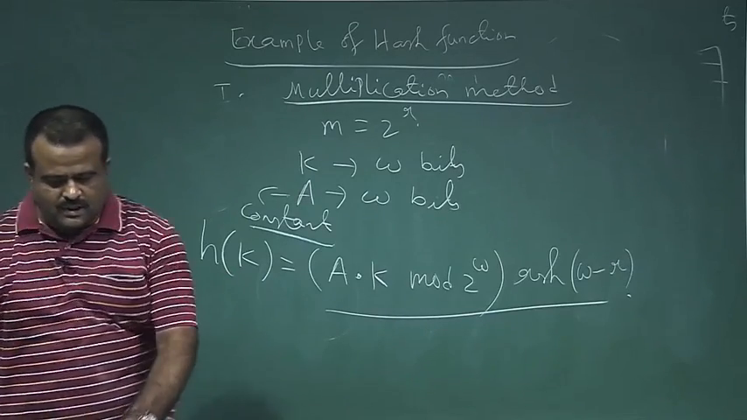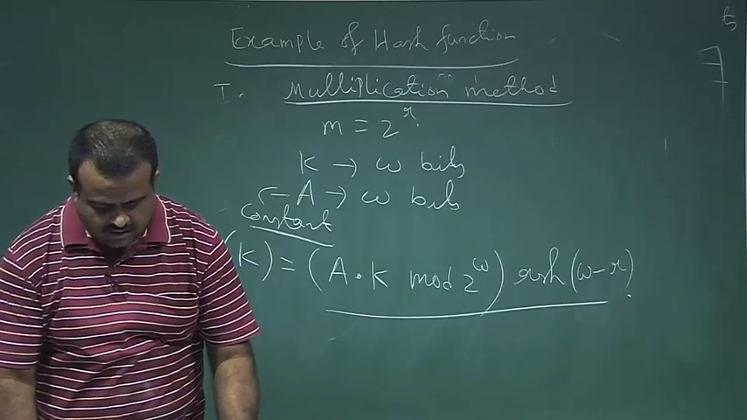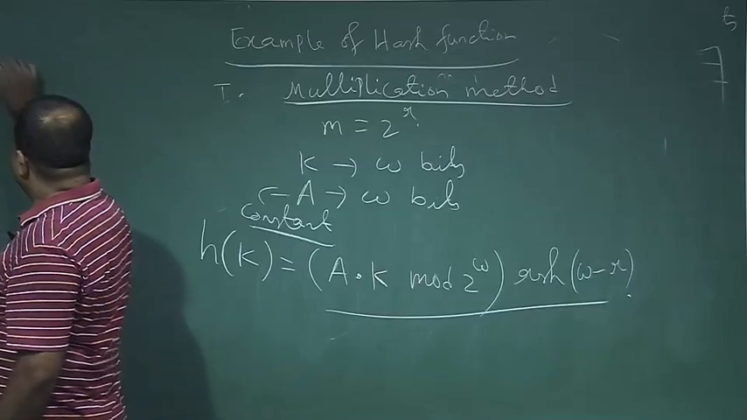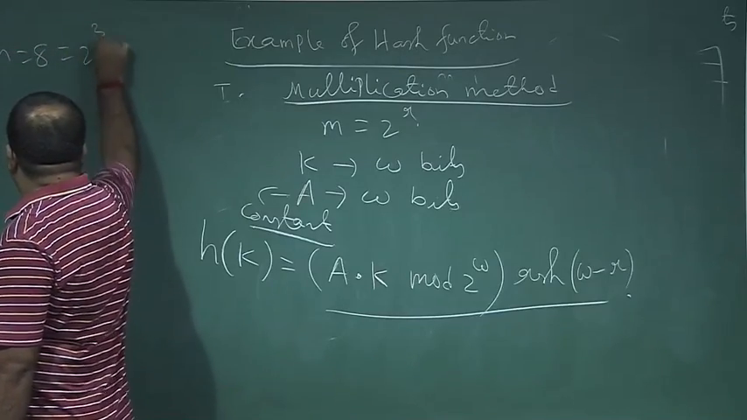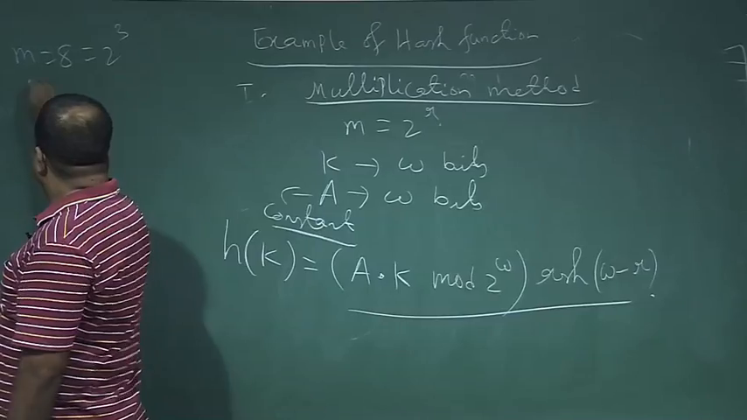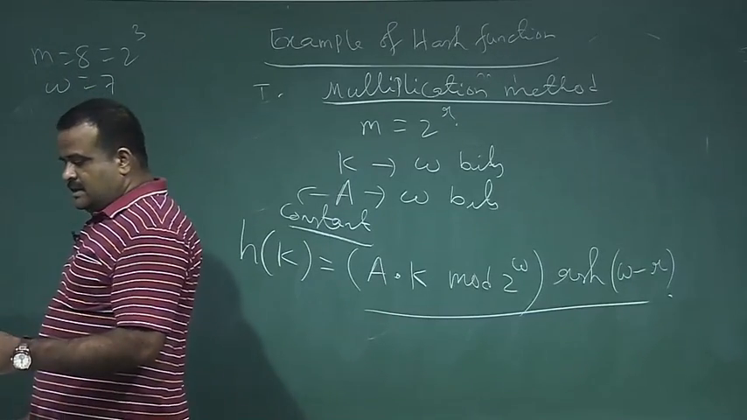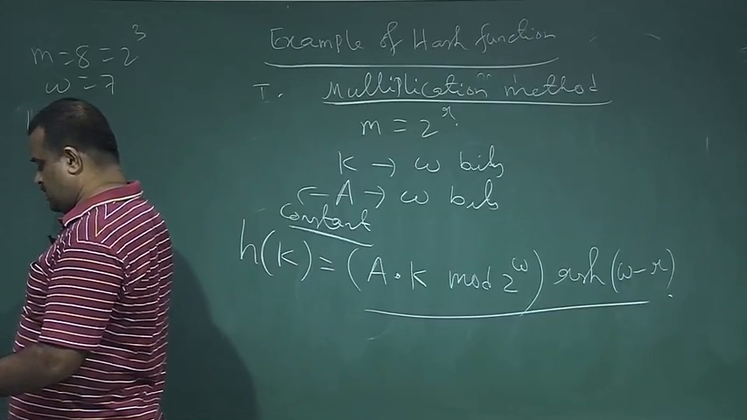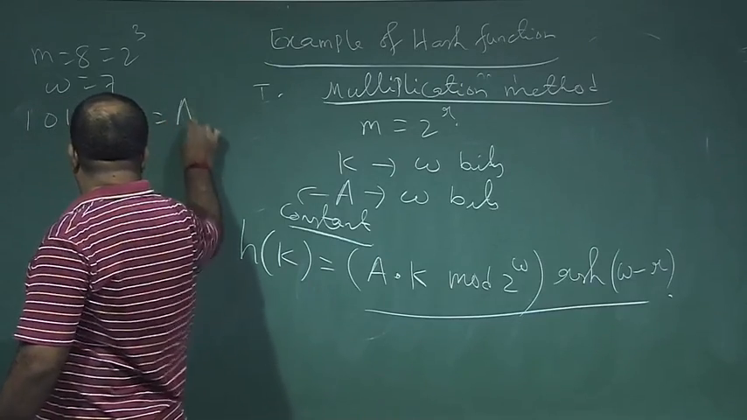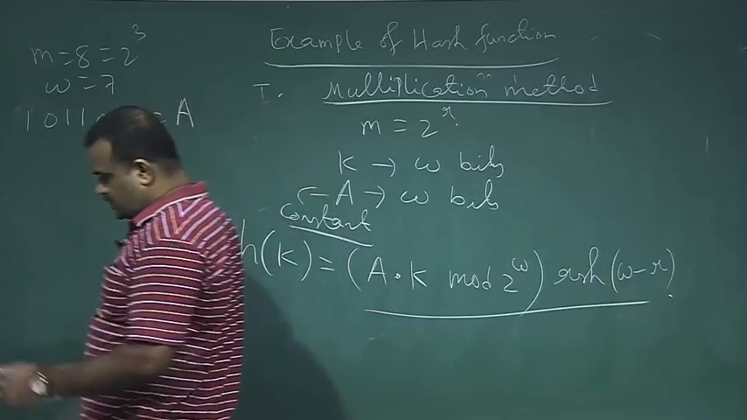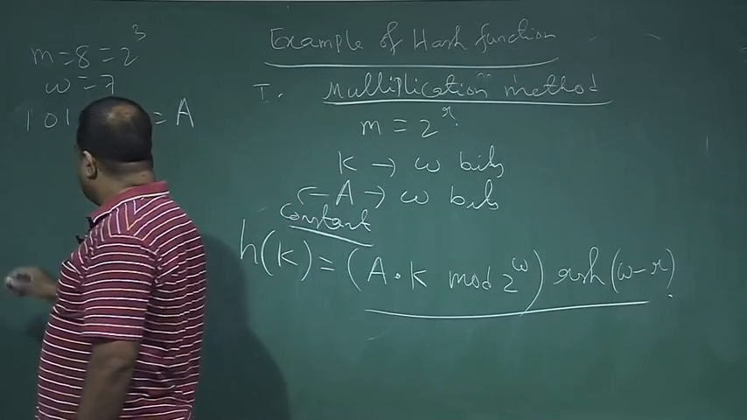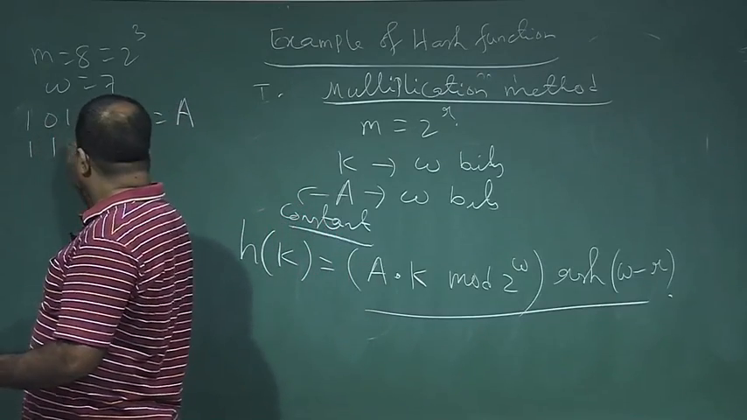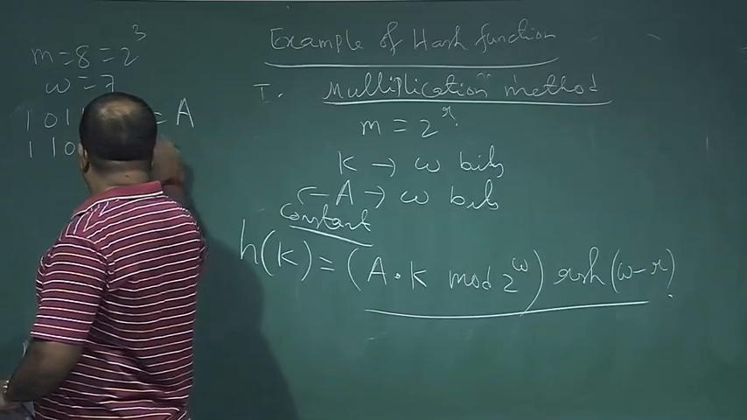Okay, so we will take an example of how it works, with actual values. Suppose m is 8, which is basically 2 to the power 3, and our w is, say, 7. Now, we take a. Suppose a is 1 0 1 1 0 0 1. We have to choose a constant of 7 bits, so this is the a we are choosing. Now, we have to choose a k on which we apply this hash function. So, let us take k as 1 1 0 1 0 1 1. This is our key k.